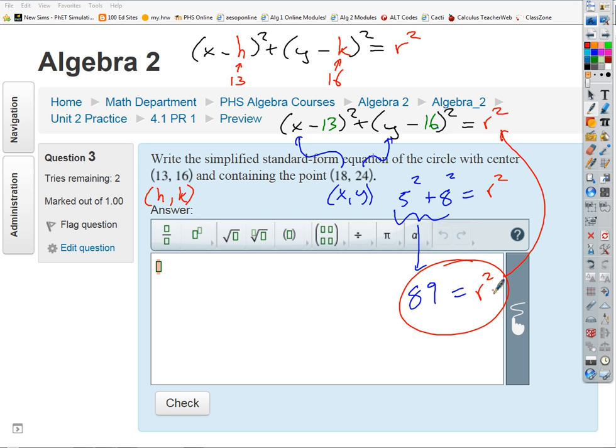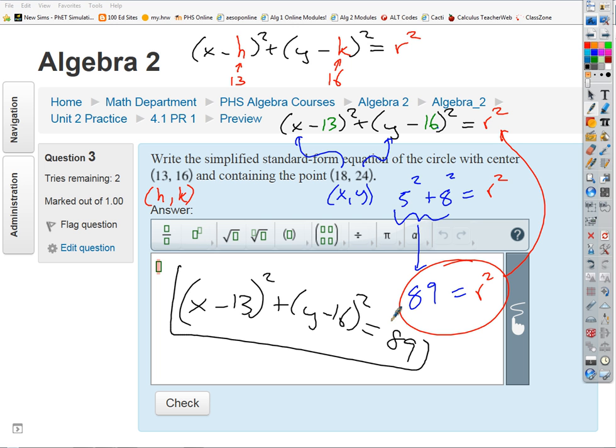But my final answer then should be what? X minus 13. Good. X minus 13 squared plus y minus 16 squared equals 89. Very good. That's my answer. Right? Okay. That's good. All right. That's it? That's that one.